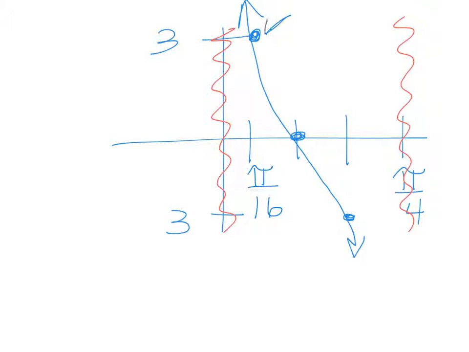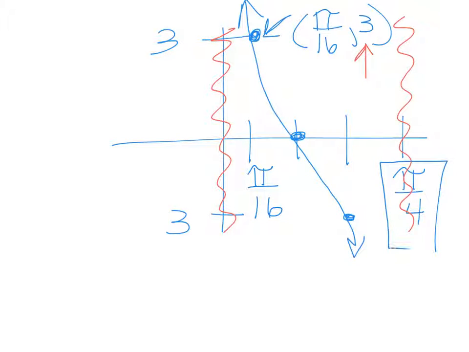And I want you to notice this point right here. So this is pi over 16, comma 3. That should give you some help because you should be able to recognize your a there. Your b should be helped by that angle. So think about it again with this information and see if you can come up with what the equation of the graph is going to be.